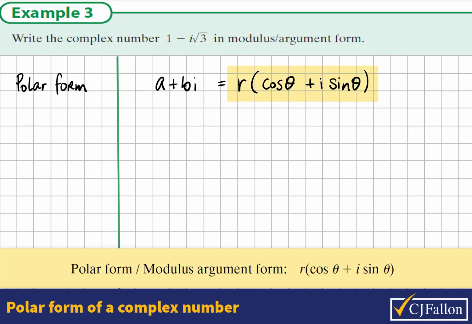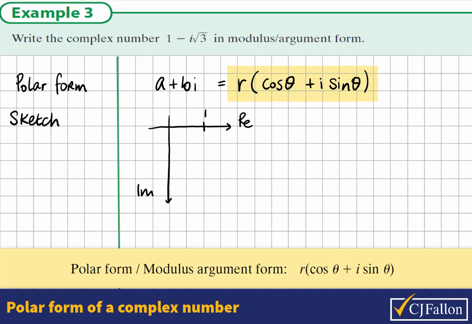If we draw a sketch of the number, 1 minus root 3i, we might have a sense of what this modulus and argument mean. We know that this is a number that has a real part of 1 and an imaginary part of negative root 3i. Negative root 3 is approximately negative 1.7. We could use that to roughly sketch this.